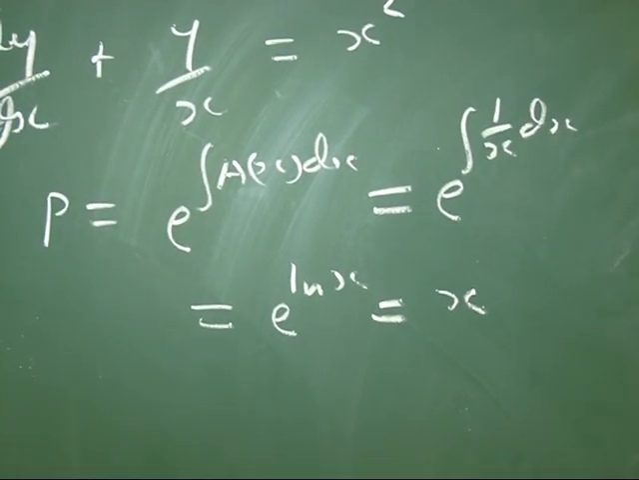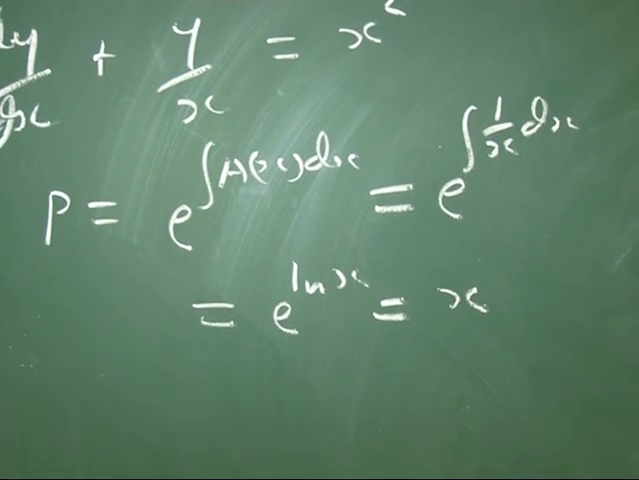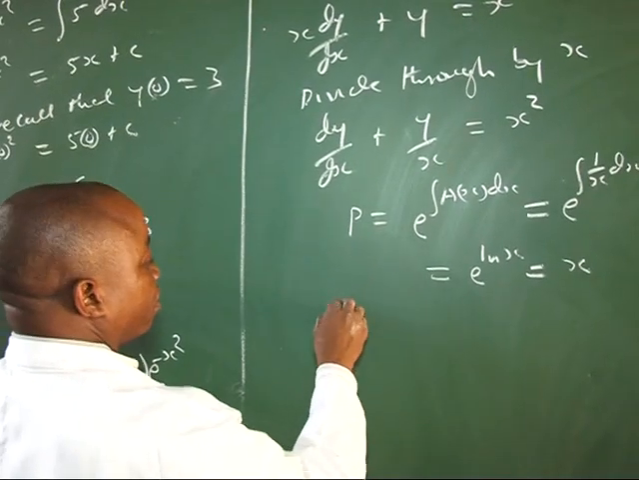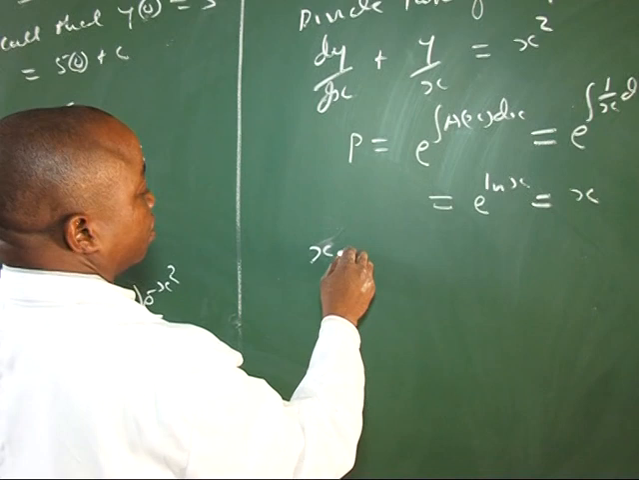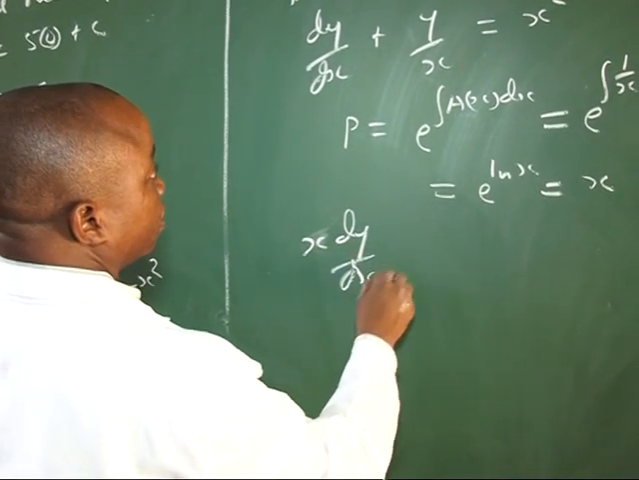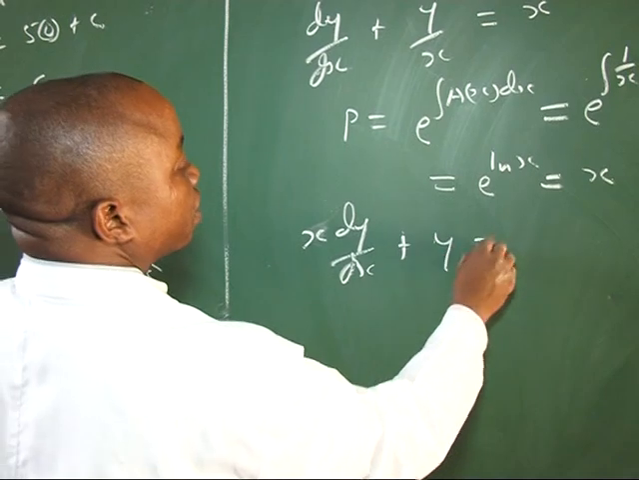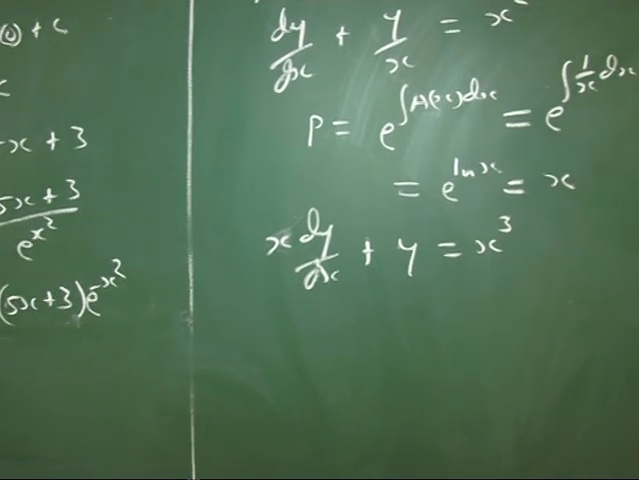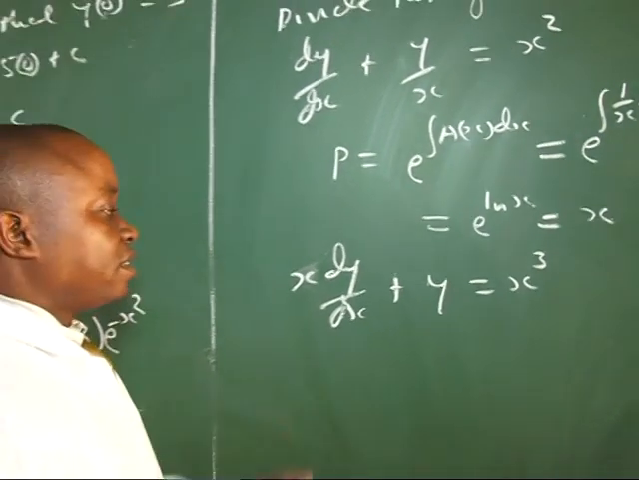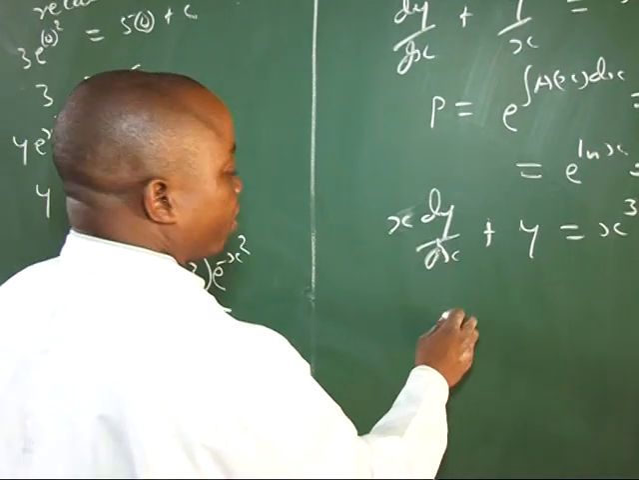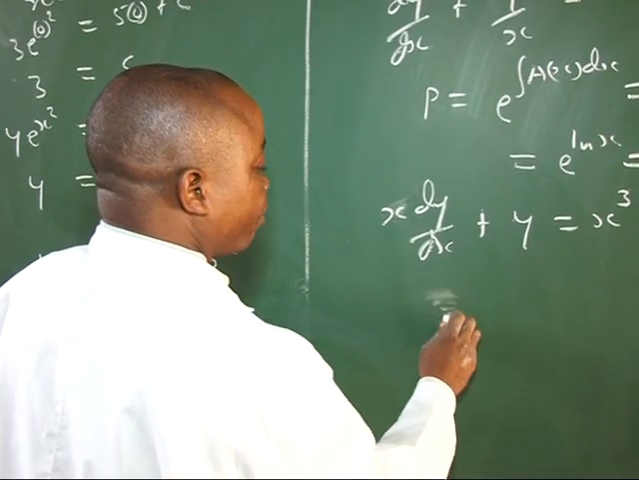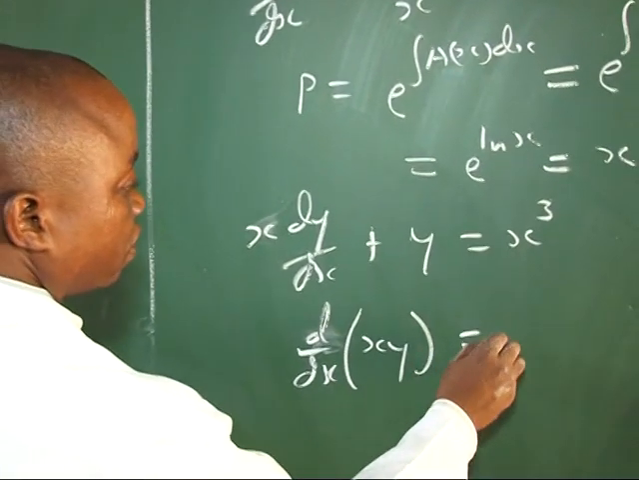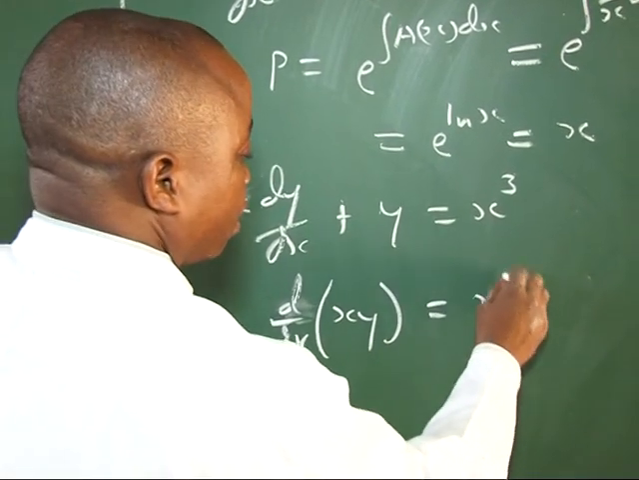And so we are going to use that to multiply this equation. If we use it, we now have that x dy/dx plus y is equal to x cubed. We are getting back the other equation. And we see that this is the same thing as having d/dx of xy equal to x cubed.